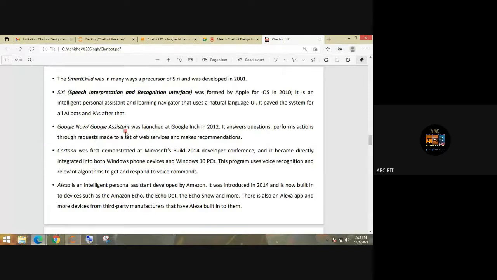Now, Microsoft has its own virtual assistant, Cortana. It was built in 2014, announced at its developer conference, and it became directly integrated into Windows phones, devices, and PCs, Windows 10 obviously. This program uses voice recognition and relevant algorithms to get and respond to voice commands. And the famous one, Alexa, which is very popular, developed by Amazon in 2014, is now built into devices such as Amazon Echo, Echo Dot, Echo Show, and more. Amazon has allowed third-party manufacturers to manipulate Alexa with their own themes, with their own applications.